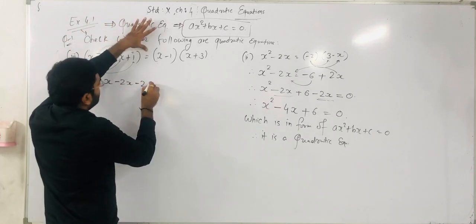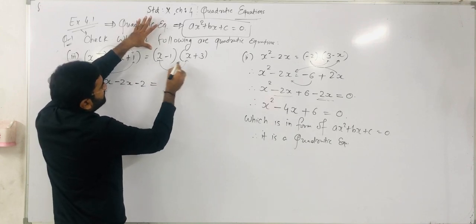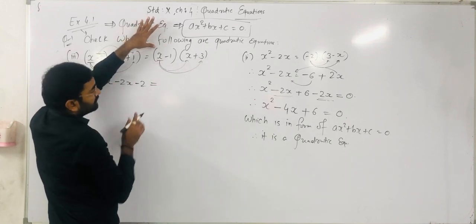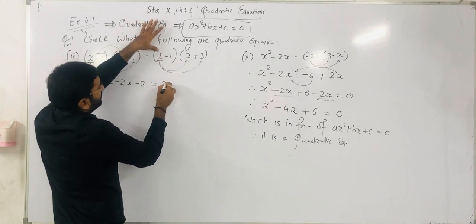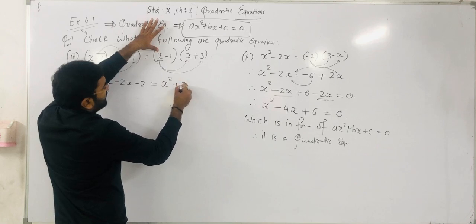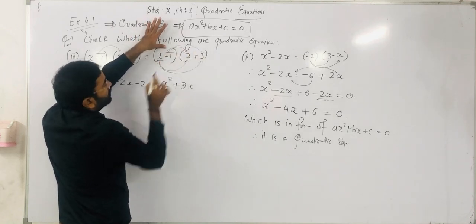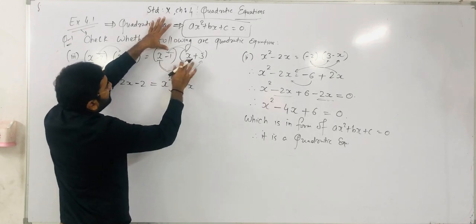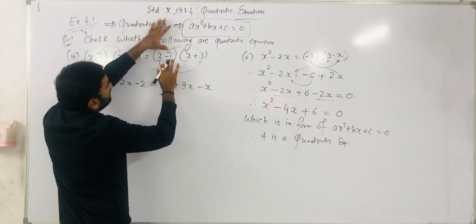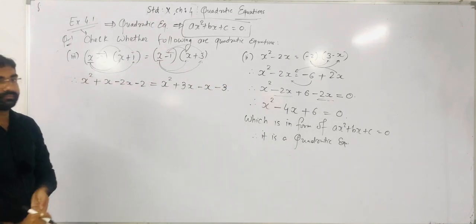Right? Same way here, on the right hand side. First bracket, first term, we need to multiply with the second bracket, both terms, one by one. So x into x, we get x square. x into plus 3, so plus 3x. Now the first bracket, second term, we need to multiply with the second bracket, both terms, one by one. Minus 1 into x, so we get minus x. Minus 1 into 3, so minus 3 we get.